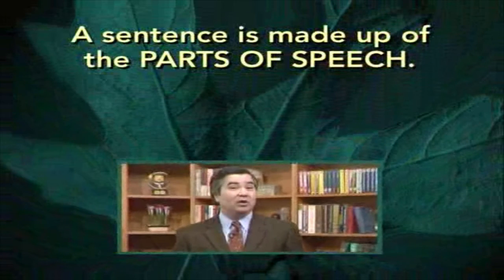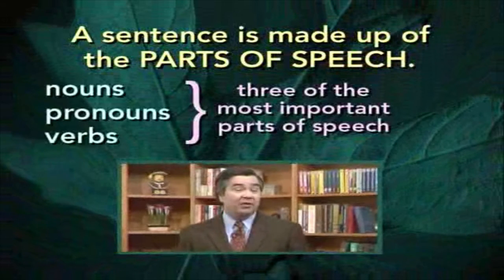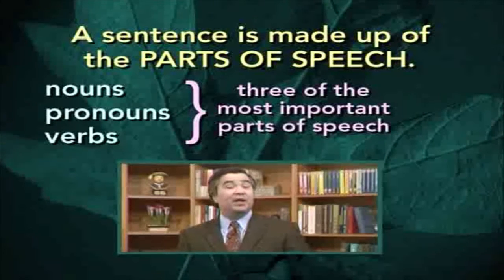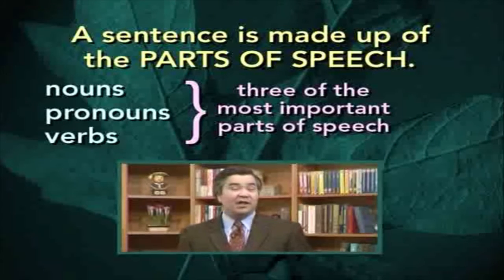The topic of this program is using modifiers correctly. I like to compare a sentence to a machine. Now, every machine has a purpose: to dig holes, to produce goods, to transport passengers. The purpose of a sentence is to convey meaning from one person to another. Now, like most machines, a sentence is made up of various parts. They're called the parts of speech. Nouns, pronouns, and verbs are three of the most important parts of speech. Think of them as crucial parts of the machine, like the engine and transmission in your car.